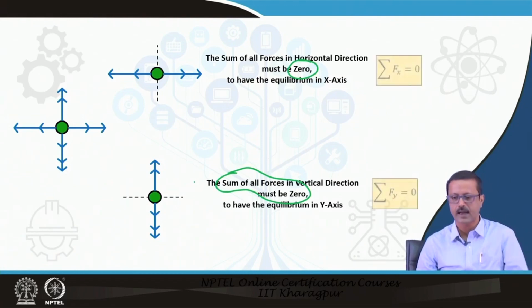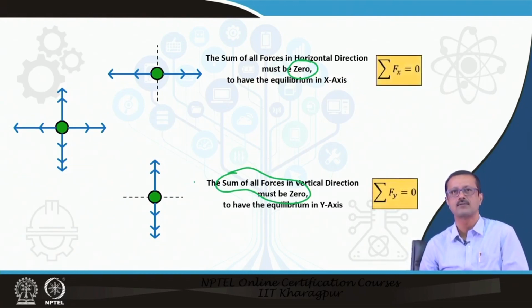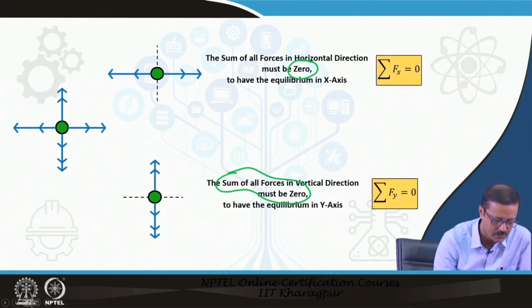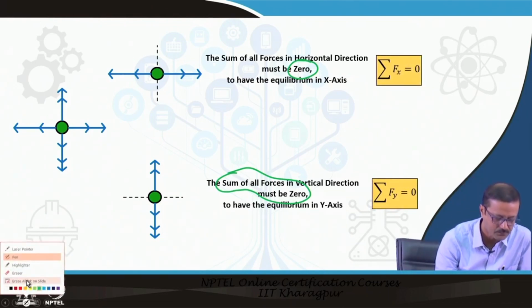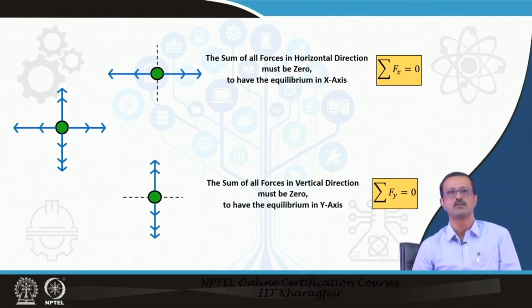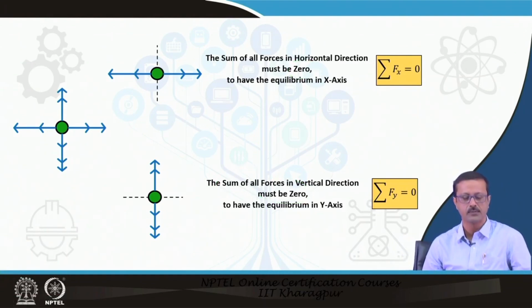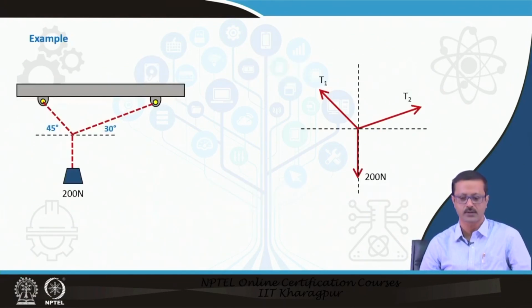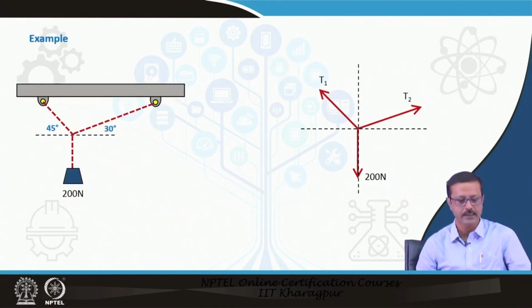So, I can say that the sum of Fx, that is the force in the x direction, must be equal to 0, and the sum of Fy, that is the y direction or vertical direction forces, must be equal to 0 to maintain the equilibrium of this green ball. These two are the very basic considerations for equilibrium. So, I have taken an example again.